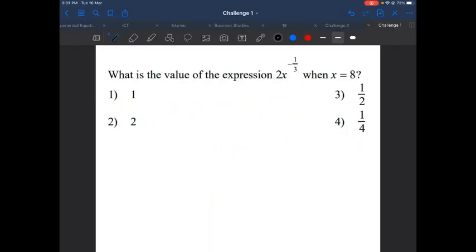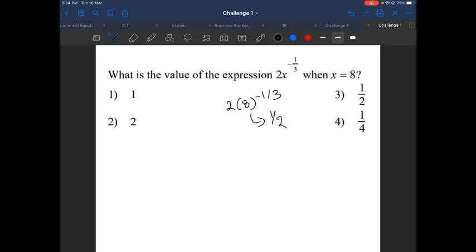What is the value of the expression 2x raised to the power of negative 1 by 3 when x is equal to 8? So when you replace x with 8, you get 2 in bracket 8 raised to the power of negative 1 by 3. So the first step is to calculate 8 to the power of negative 1 by 3, and when we do that, we get a half.